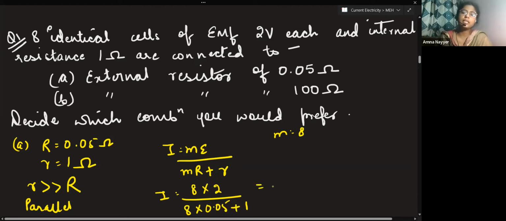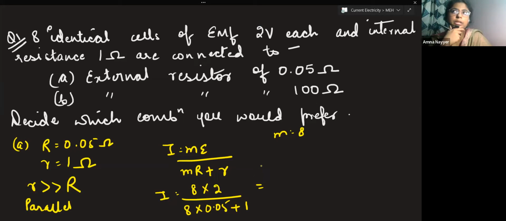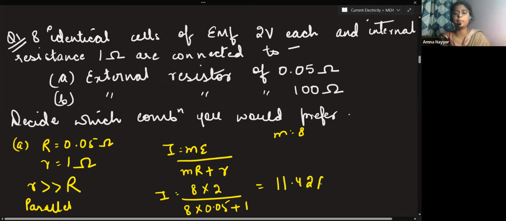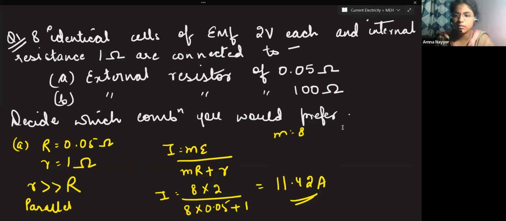So this is, I think, around 16. That becomes 4. So 40 and 40, 0.01. So that is 11.42 amperes, I think, approximately this. Just check. Anyone, please just check the calculation.